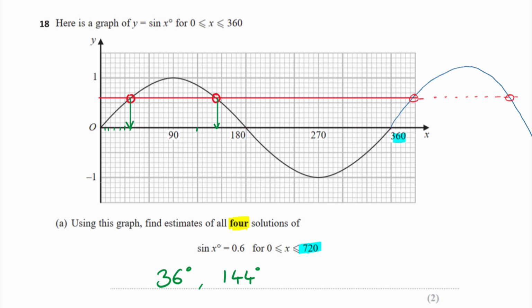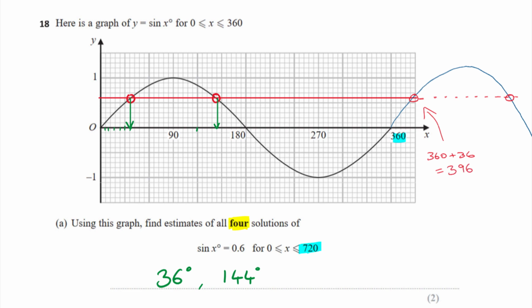Well, this point up here is exactly 360 degrees further along the line than the one before. So the first one there. So if I add 360 plus 36, I'm going to get what that one is there then. So that one is going to be 360 plus 36. So that comes out to be what?